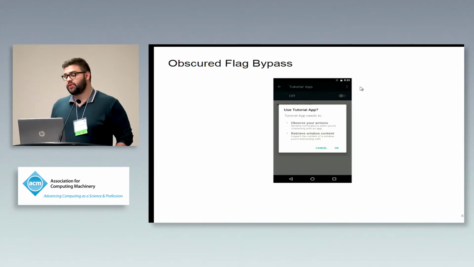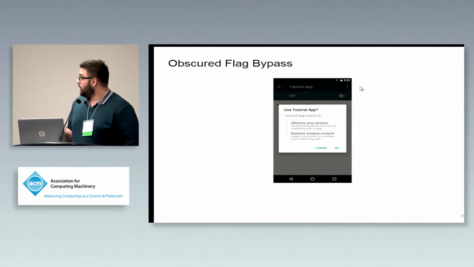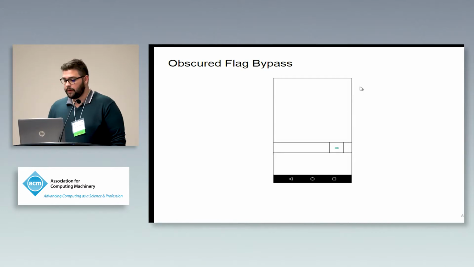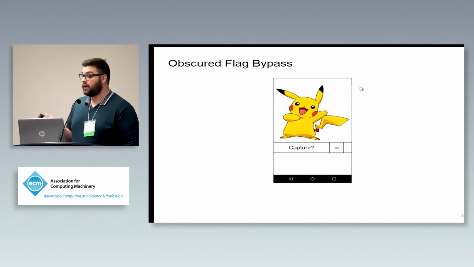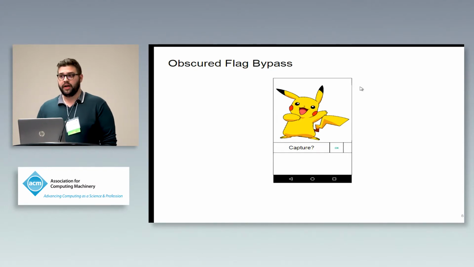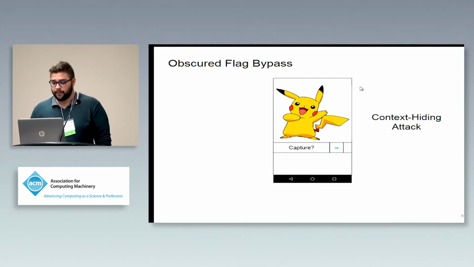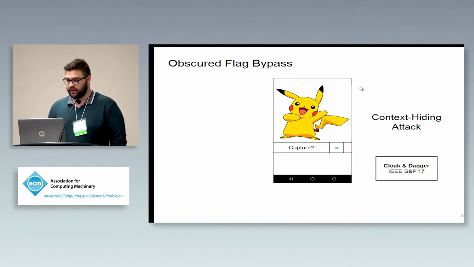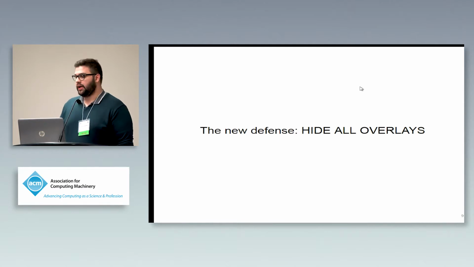Unfortunately, this obscure flag mechanism comes with a big problem. We can protect buttons only. This means that all of the other components of the UI are left unprotected. And what if the attacker covers all of the screen except the OK button, and then creates some fake content to lure the user into clicking the OK button? Since the OK button is not covered by any kind of overlay, at the time of the click, the application cannot reject it. This attack is named the context hiding attack. It was presented by some of my co-authors at S&P 2017. This is basically a cat and mouse game.